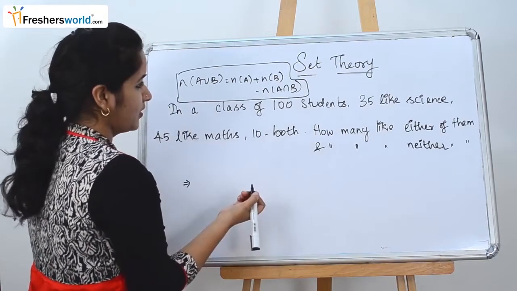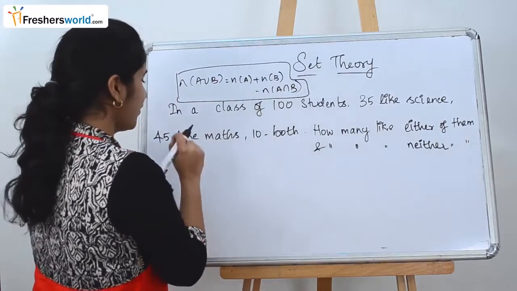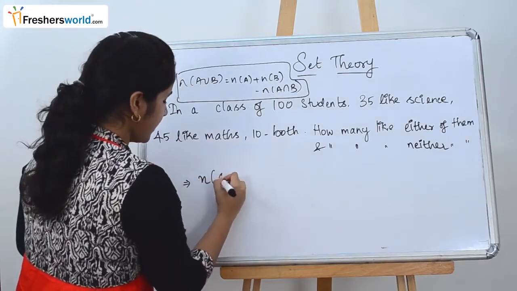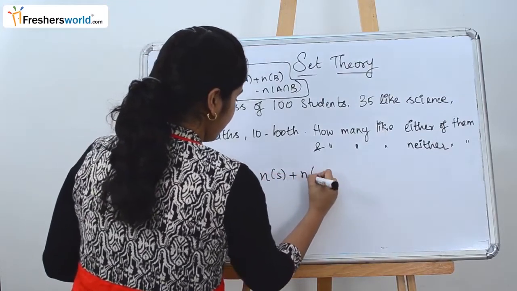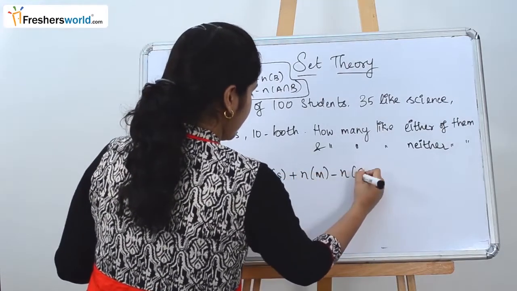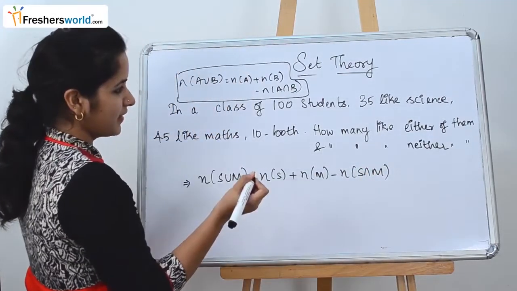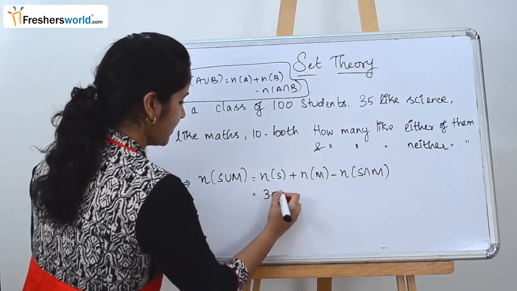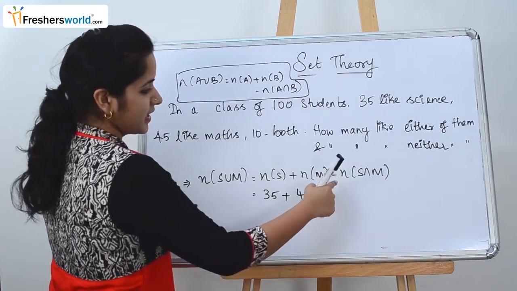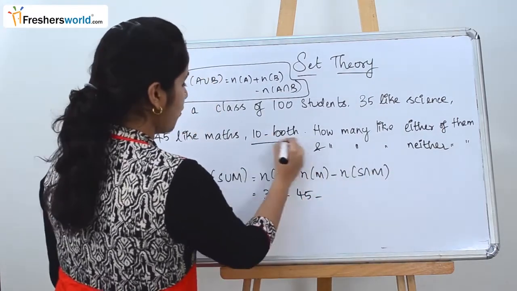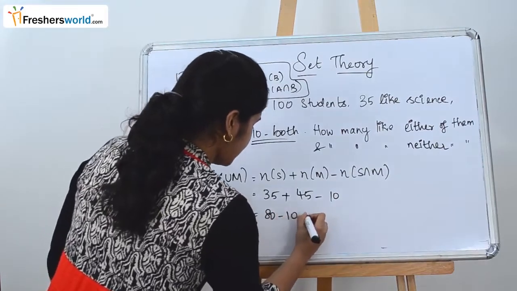Here they have told that there are 100 students, 35 like science and 45 like maths. So n of S union M is equal to n of S plus n of M minus n of S intersection M. The values they have given: 35 students like science plus the number of students who like maths is 45, minus n of S intersection M, which is both, which is 10. So 80 minus 10 is 70.